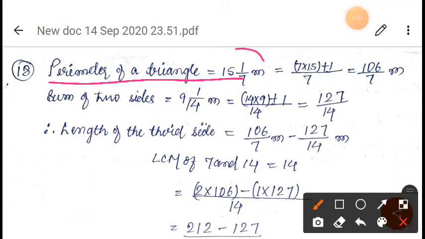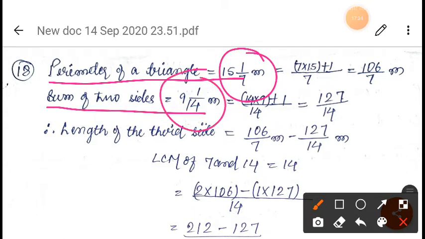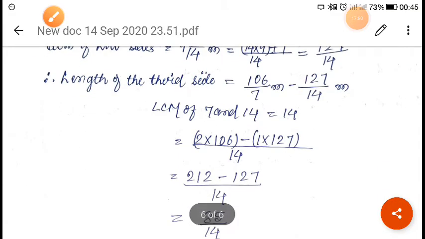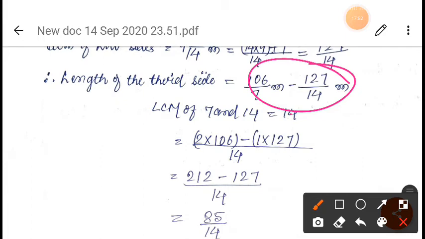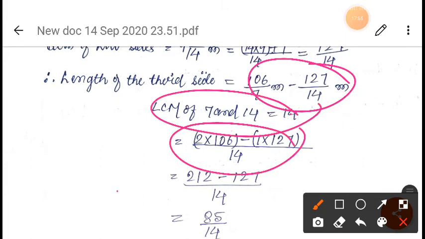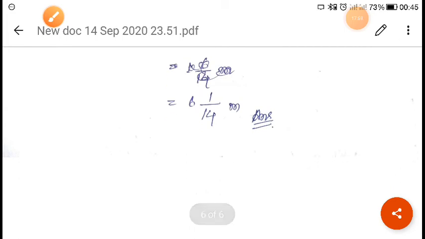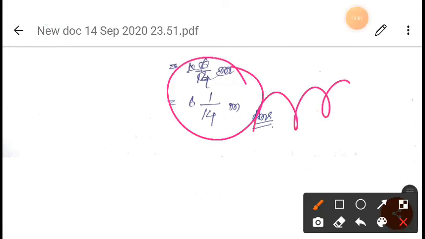As you can see, the perimeter of the triangle is 15 1 by 7 meter. The sum of two sides is 9 1 by 14 meter. When you solve this, 15 into 7 plus 1, we get 106 by 7 meter. And 9 1 by 14 gives 127 by 14. So the length of the third side will be this one minus this one. When we subtract, you will get 6 1 by 14 meter. So this is the answer.